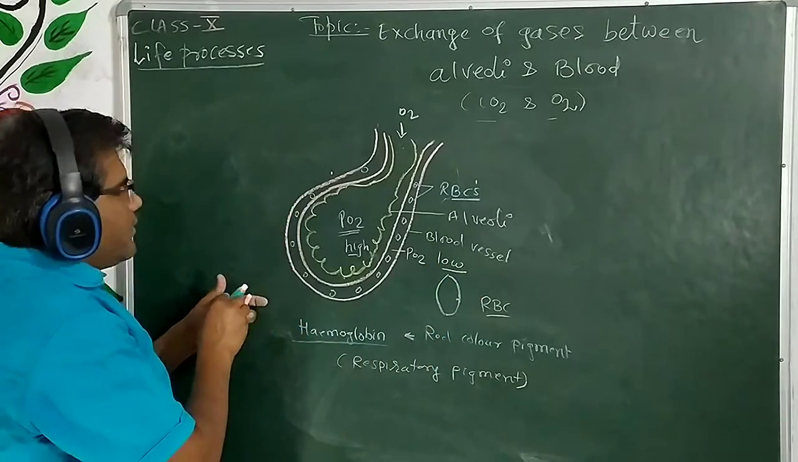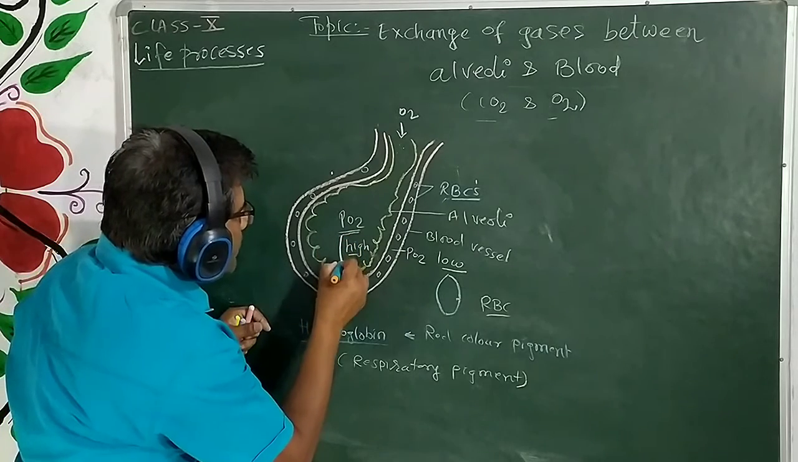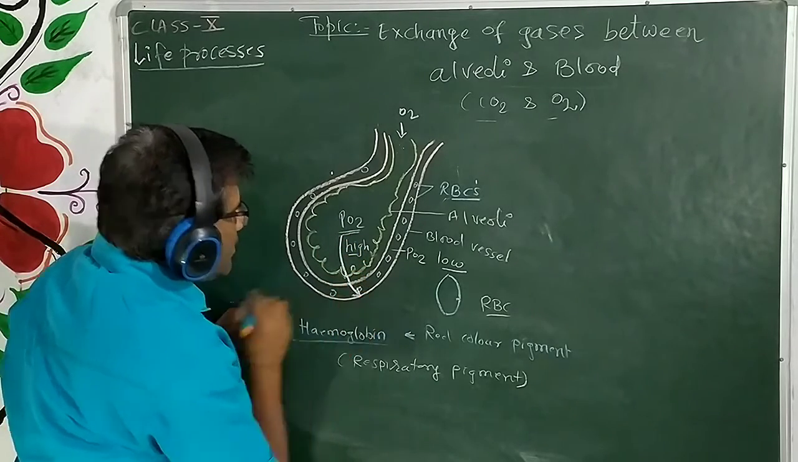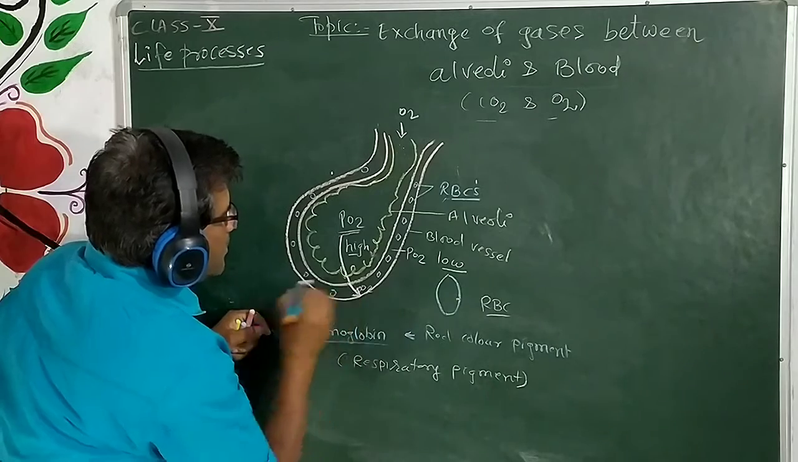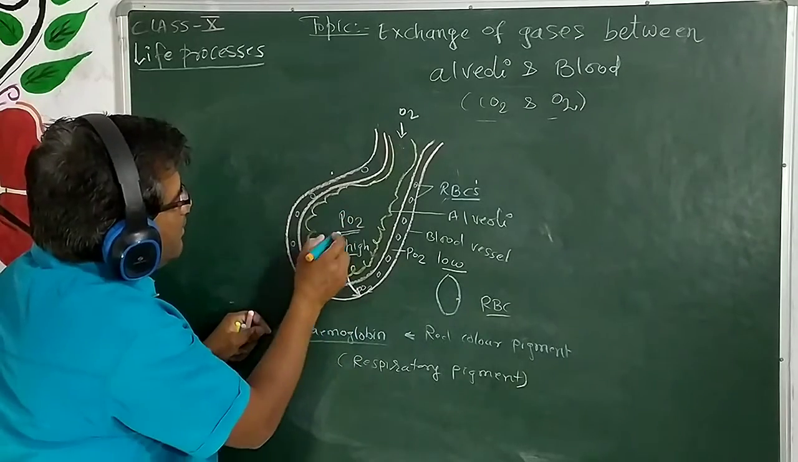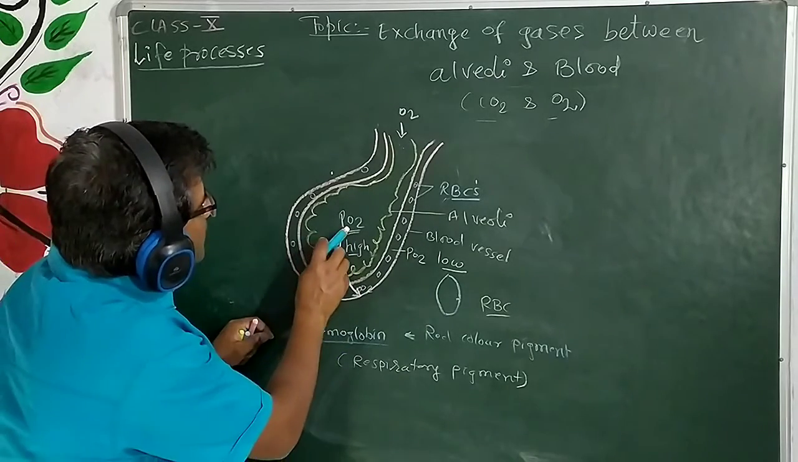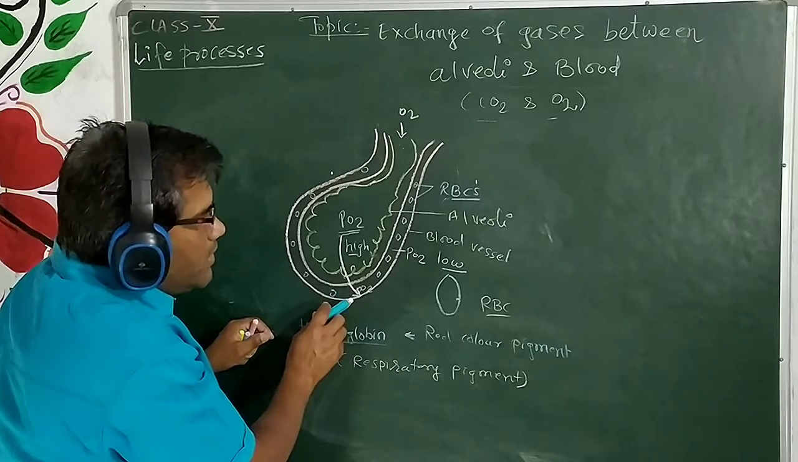So what happens? Due to the diffusion process, the oxygen of the alveoli diffuses into the blood vessel. This is called the exchange of oxygen between the alveoli and the blood vessel. Oxygen of the alveoli goes to the blood vessel.